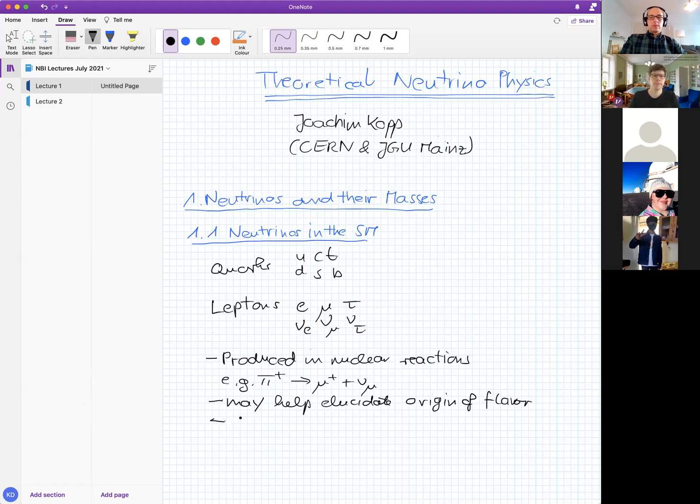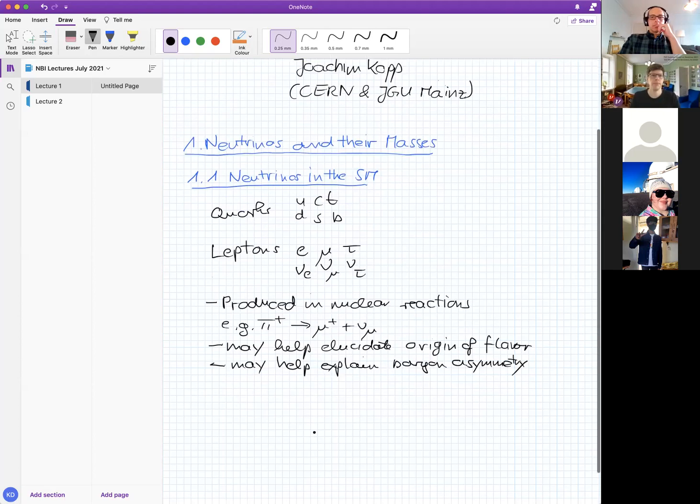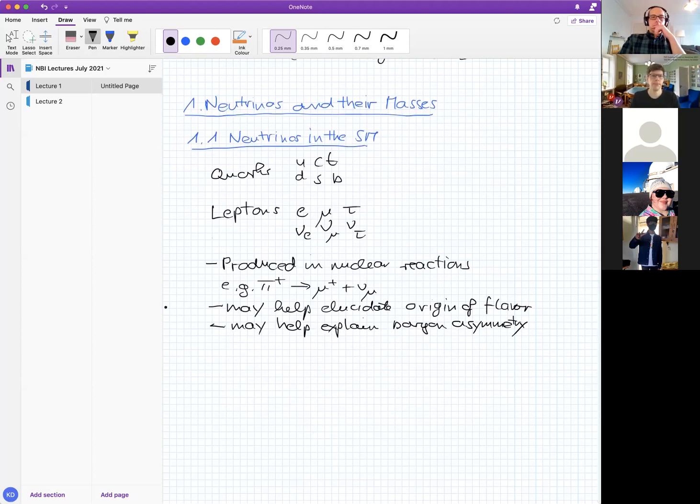They may be able to help explain the baryon asymmetry of the universe. I assume you're going to hear about that in the lectures on neutrino cosmology, about the leptogenesis mechanism. So the fact that there is more matter than antimatter in the universe is one of the big unsolved problems in cosmology. And in fact, neutrinos may be playing quite an important role in this question.